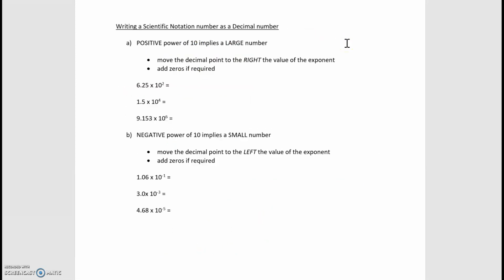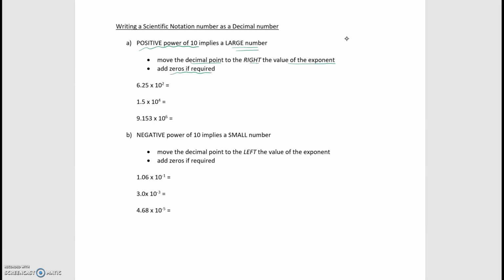Writing scientific notation numbers as decimal numbers. This means that you're going to have positive powers of 10 implying a large number. What you're doing is moving the decimal point to the right, the value of the exponent, and then you need to add zeros if required.